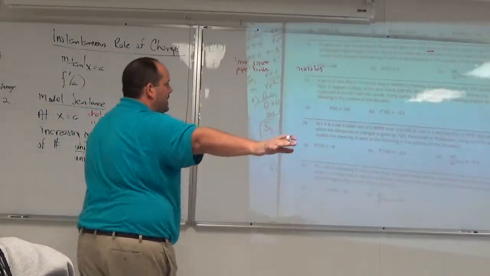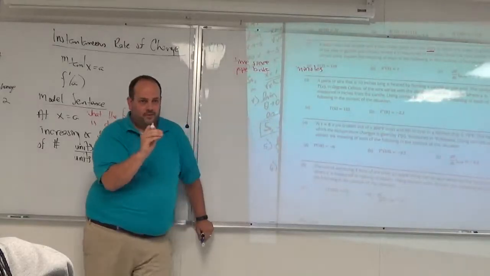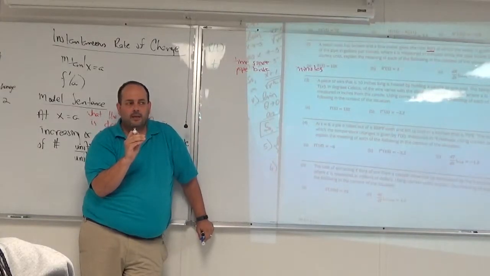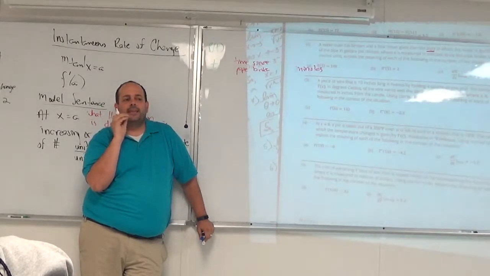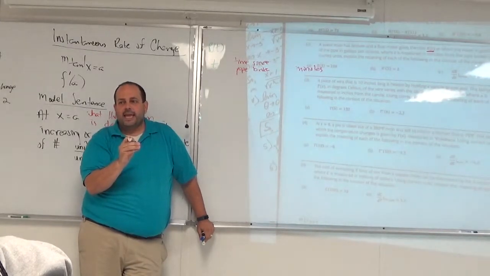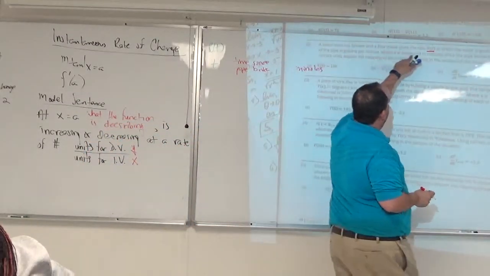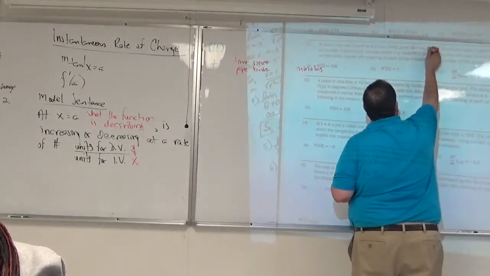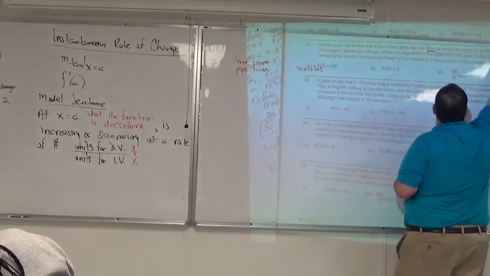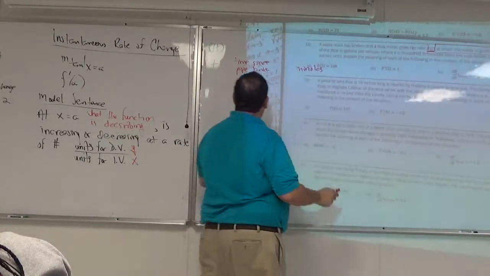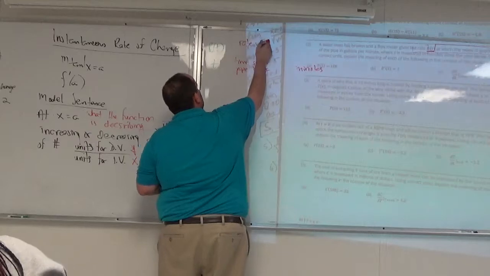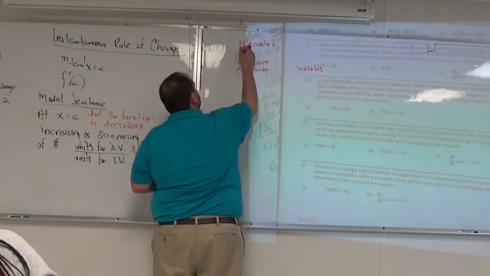Water gushing out since the pipe broke. We're almost there. The flow of the water gushing out at the pipe. The rate. It's the rate. A water main is broken and a flow meter gives the rate at which water is gushing out. R of T is the rate water is gushing out.